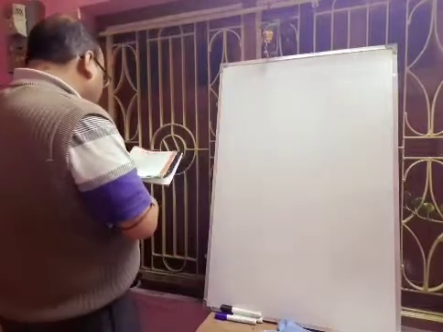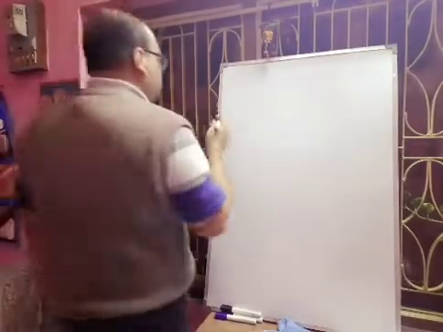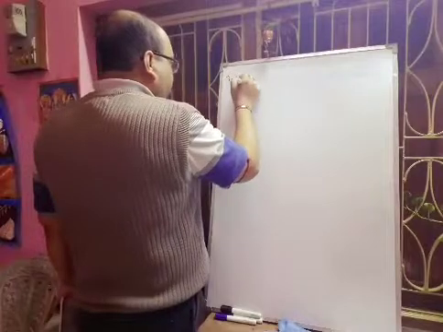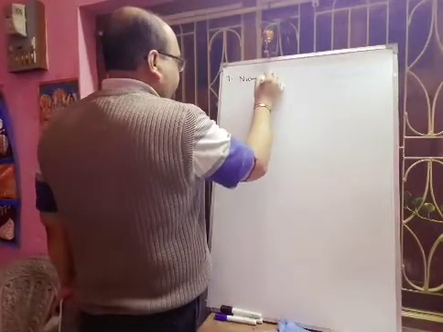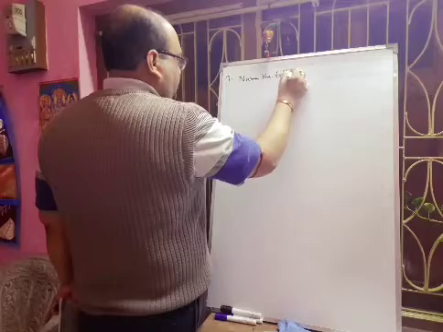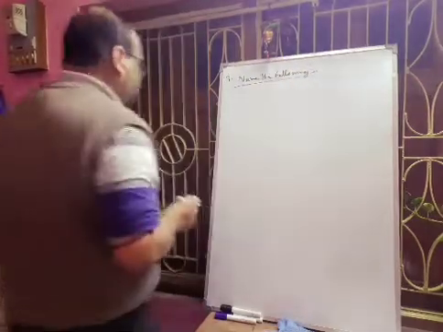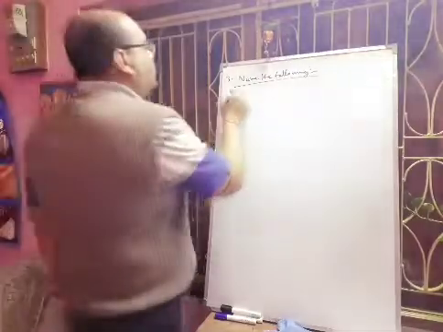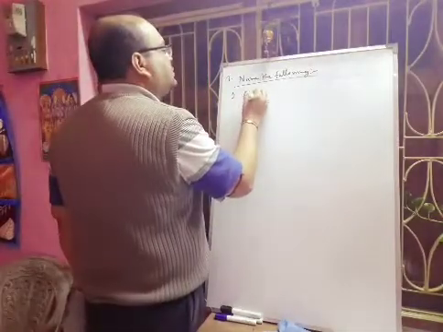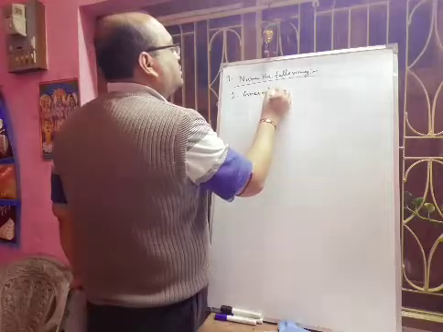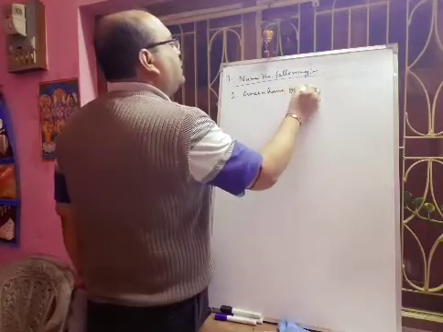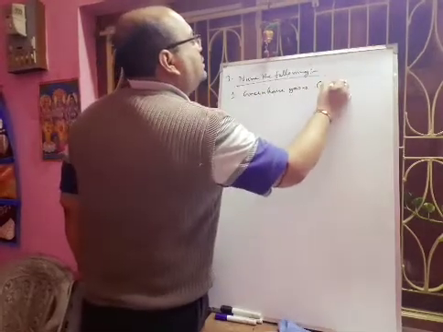Next, another type of question, name the following. Question type 3, name the following. First question is given, 1. Greenhouse gas. Here you can tell carbon dioxide.